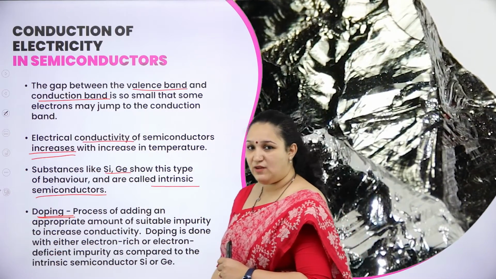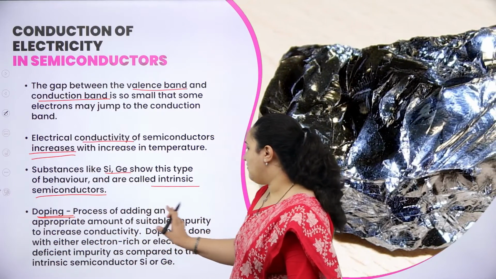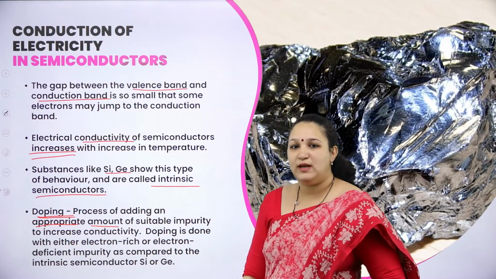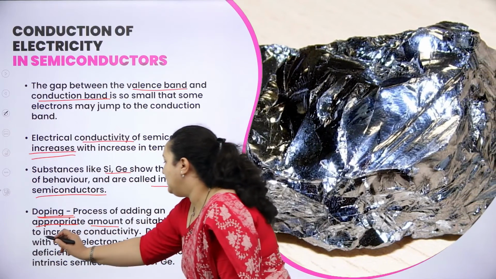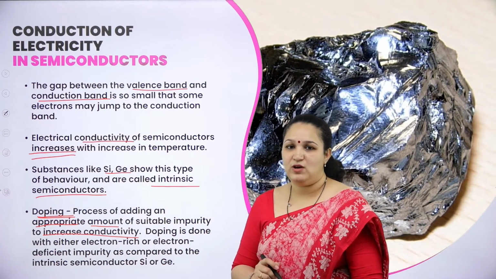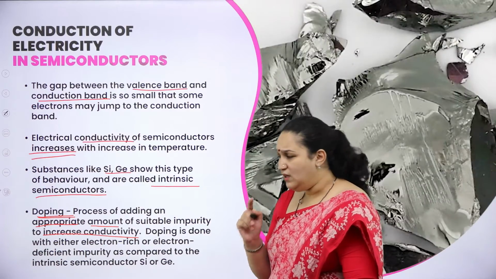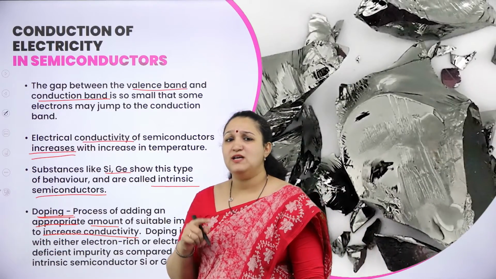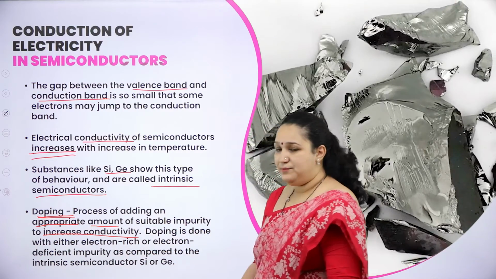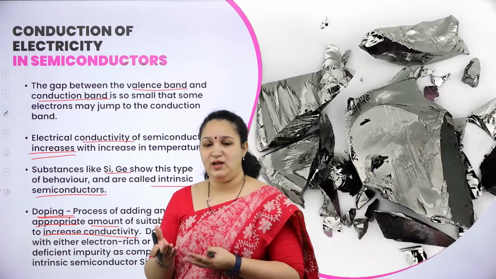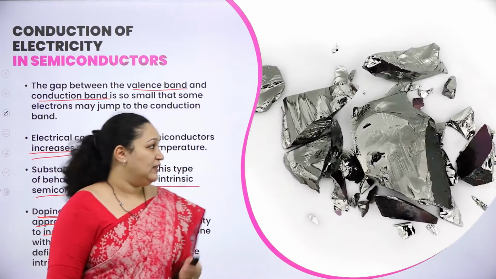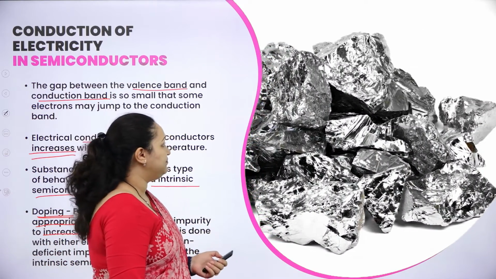What is doping? We shall revise again. Doping is the process of adding an appropriate amount of suitable impurity to increase the conductivity of a semiconductor. The impurity added is also called a dopant. Now the doping is done with either electron rich impurity or electron deficient impurity. So this I will explain further.